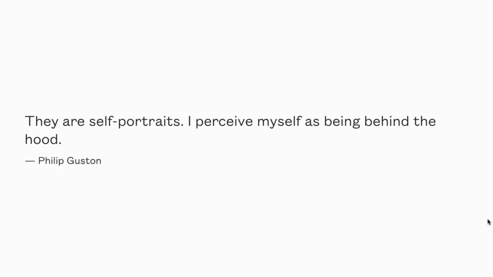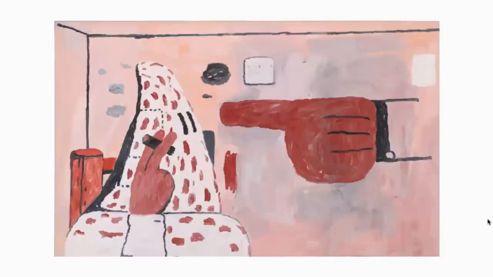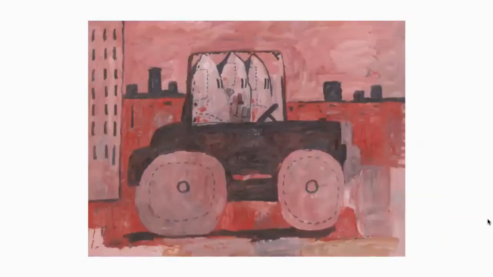They were self-portraits. I perceive myself as being behind the hood. Guston painted himself as a Klansman, making art, smoking cigarettes, driving around town. He did this in order to understand what it means to be evil. In a very serious way, Guston went to live in the world he had constructed, not to escape life, but to understand it. McCarthy says nothing about stepping into self-constructed worlds.